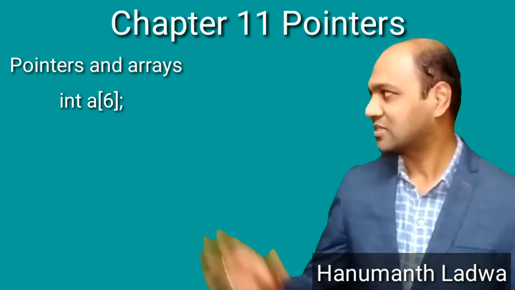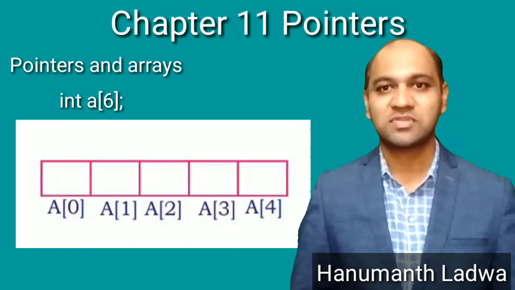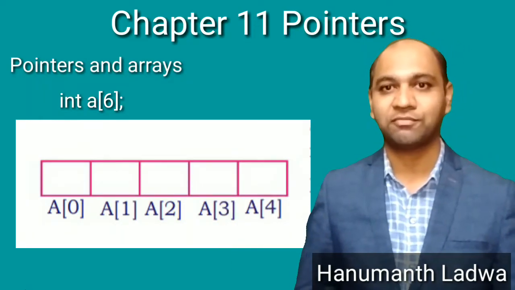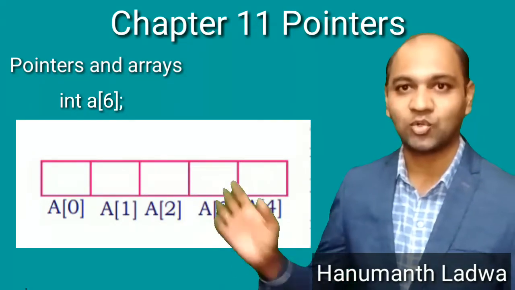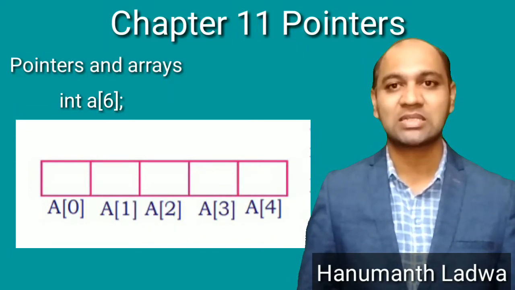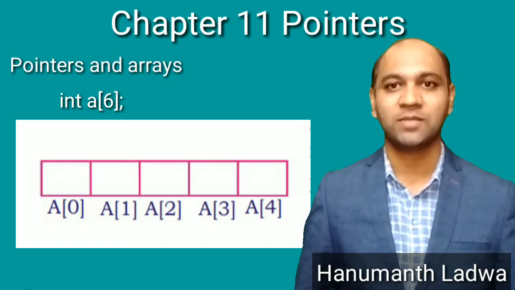Let us consider the declaration int a[6]. Here you can see in the diagram a[0], a[1], a[2], a[3], a[4], a[5], that is from 0 to 5. A total of 6 elements can be accessed by the compiler starting from index number 0.